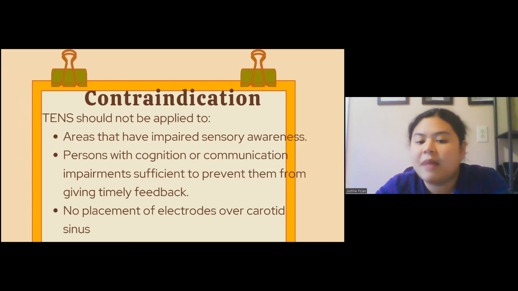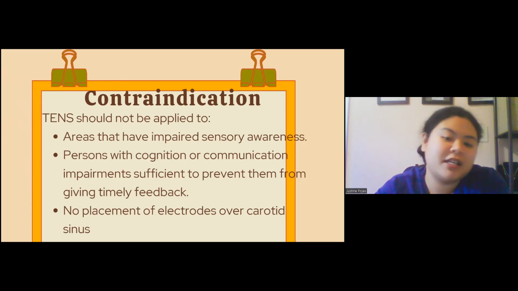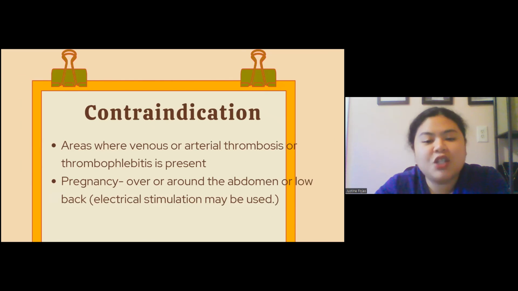No placement of electrodes over our carotid sinus areas, also areas where venous or arterial thrombosis or thrombophlebitis is present. Lastly, it should also not be over a pregnancy, especially over or around the abdomen. Electric stimulation may be used, but it needs doctor's permission too.